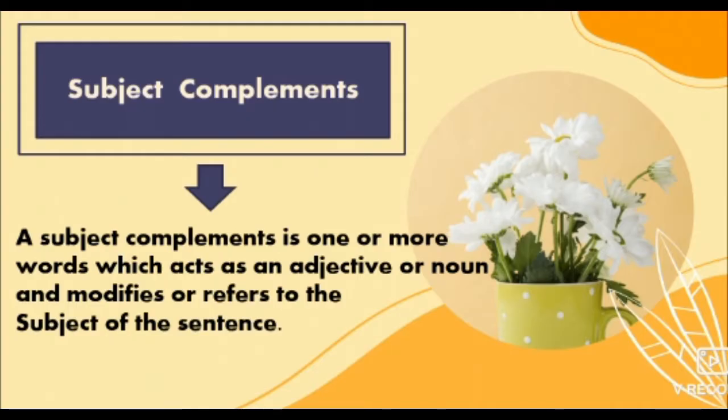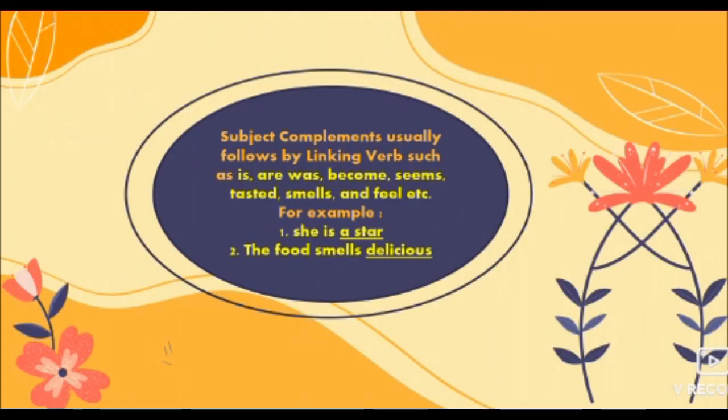So we move to more detail about this material. Subject complements are one or more words which act as an adjective or noun and modify or refer to the subject of the sentence. Subject complements usually follow linking verbs such as is, are, was, become, seems, taste, smells, and feel, and so on. For example, the first one is she is a star. A star in here is a subject complement. The second one is the food smells delicious. Delicious in here is a subject complement as well.